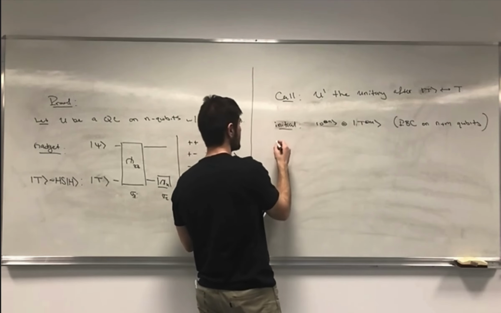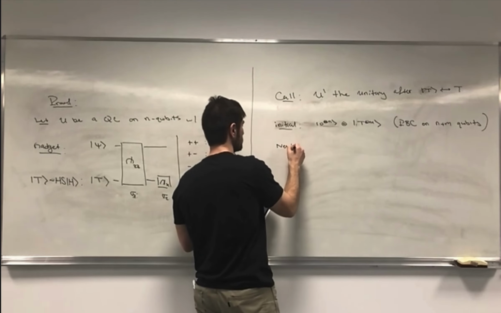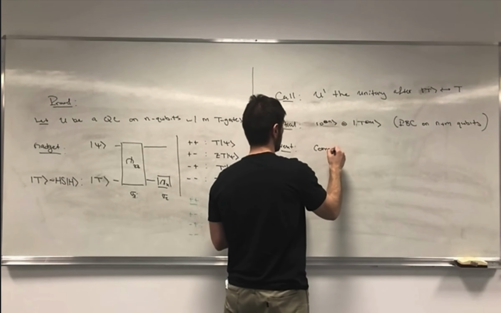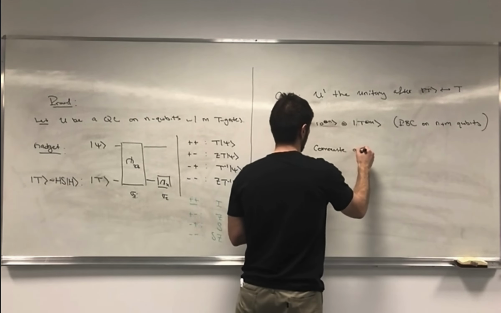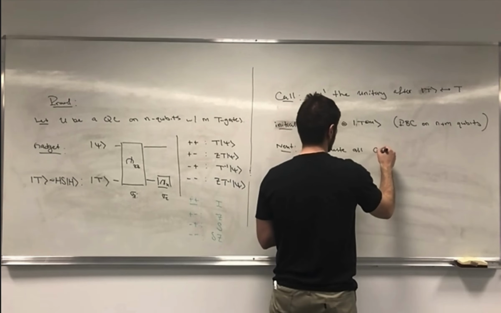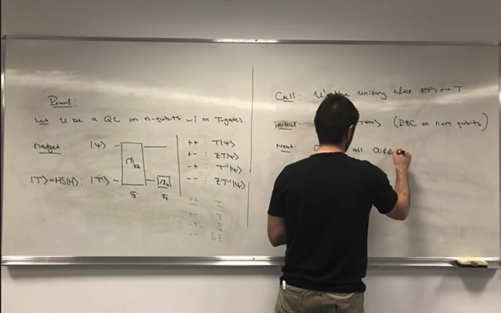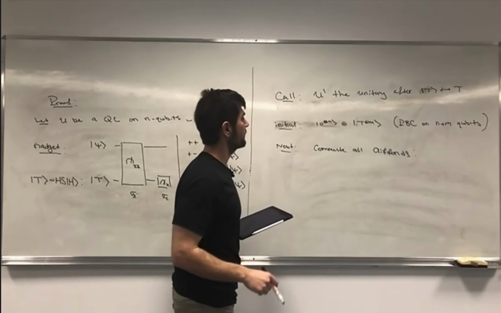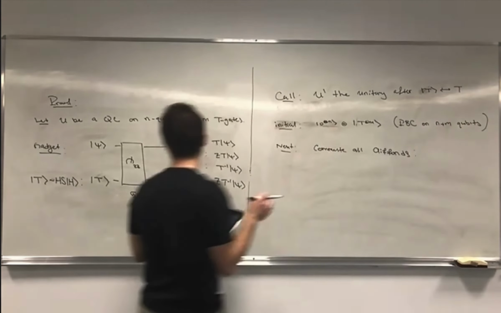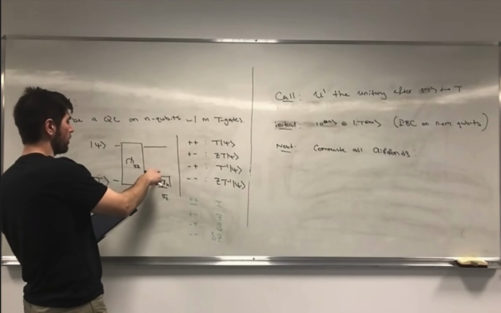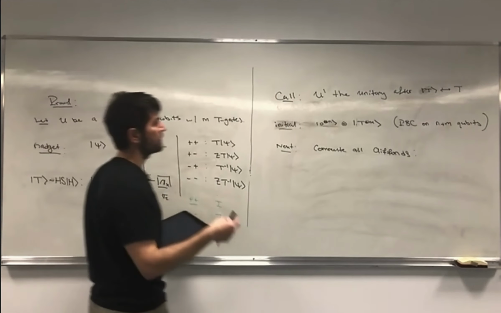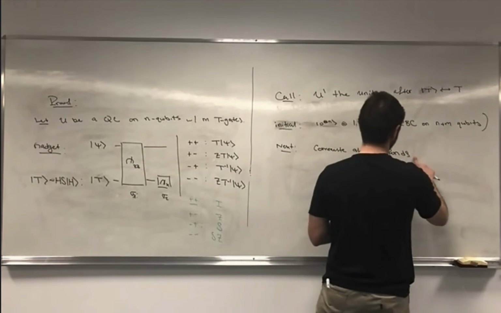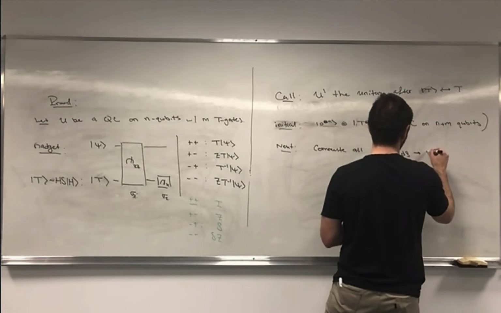So the next thing that we will do is commute all Cliffords. All that this does is, inside of all of these gadgets, there are different Paulis and then different Cliffords. I'm going to commute all of those Cliffords through. And all of this does is it leads to different Paulis being measured.